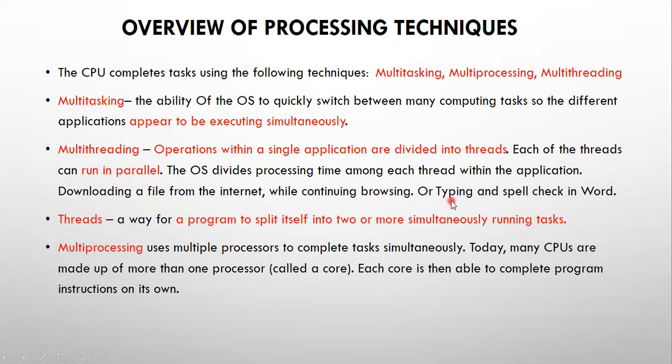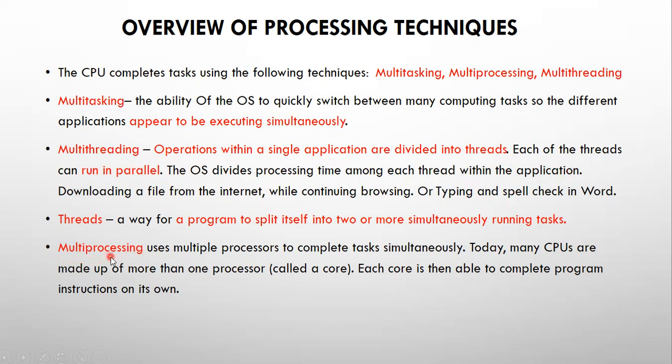Another example is when you're typing and the computer is performing a spell check in Word. These are two threads being run in Word. So again, multithreading is operations within a single application that are divided into threads. Each of the threads can run in parallel, so they run simultaneously. The operating system divides processing time among each thread within the application.